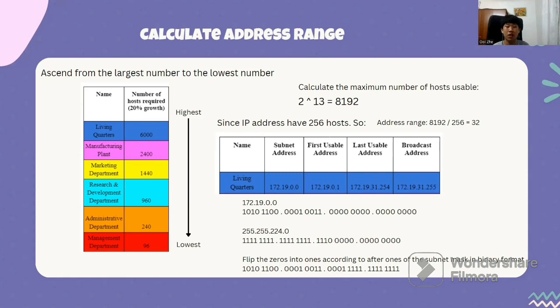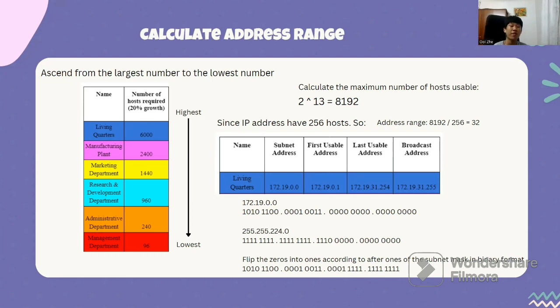0001 0011, which is 19, 0001 1111, which is 31, and 1111 1111 is 255. So that is the broadcast address, 172.19.31.255, and the last usable address can be obtained by subtracting 1, which is 172.19.31.254.